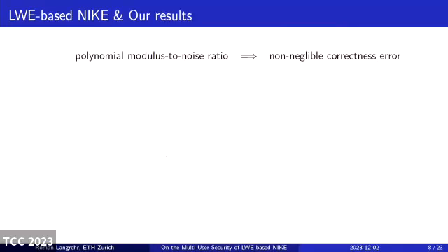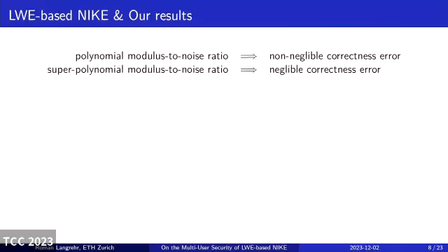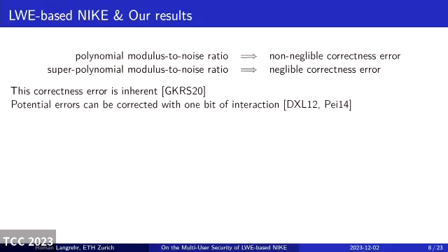If you use a polynomial modulus-to-noise ratio, this means you get a non-negligible correctness error. And if you use a super-polynomial modulus-to-noise ratio, you can get a negligible correctness error. There's an impossibility result by Huo et al. that shows that this correctness error is really hard to avoid. However, I think the NIKE is still useful despite this correctness error, for example, because there's a protocol that allows you to correct this correctness error with just one bit of interaction.